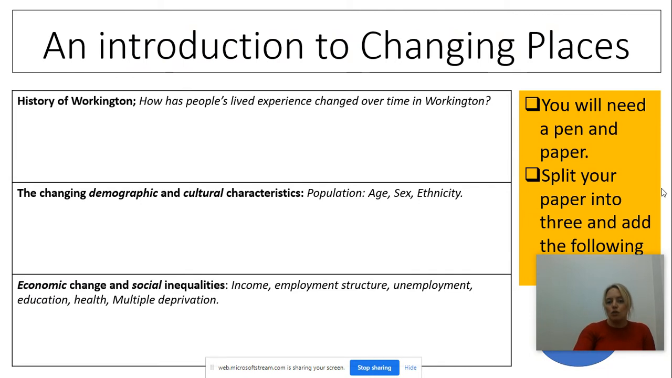So what I'd like you to do is, using a bit of paper, split your paper into 3, and have 3 different columns or rows. Number 1, I want history of Workington. Number 2, the changing demographic and cultural characteristics. So remember, demographic is population, so age, ethnicity, sex. And your third column is going to be economic change and social inequalities. So I'm going to give you 2 minutes now to get those headings on your paper.